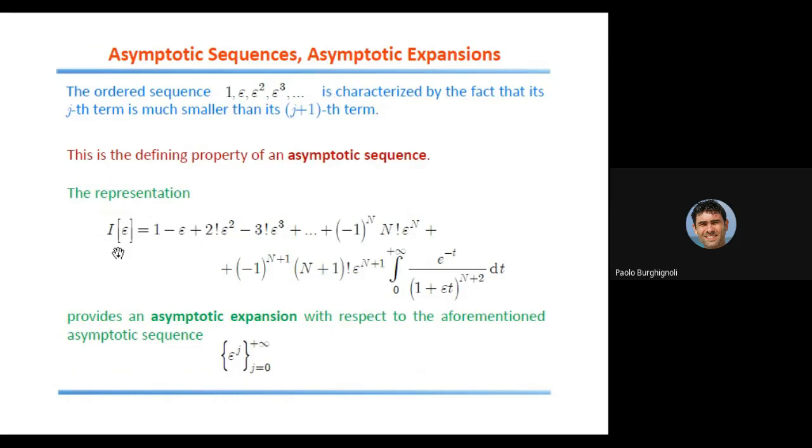So the representation of our function I is given in terms of an asymptotic sequence, and therefore it provides an asymptotic expansion with respect to the asymptotic sequence. Why?